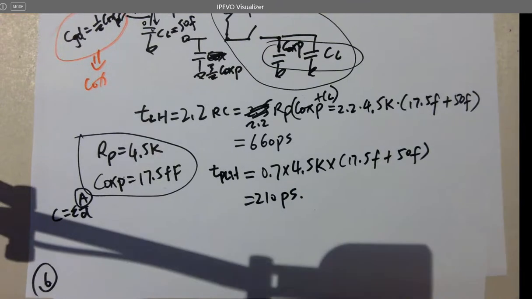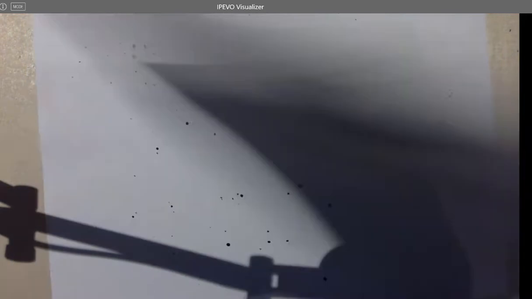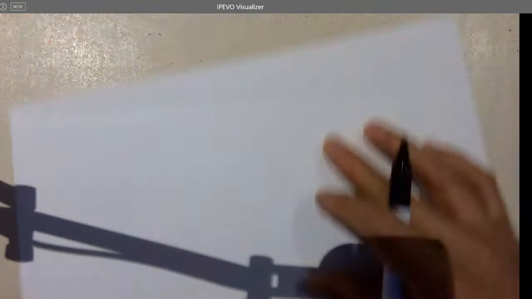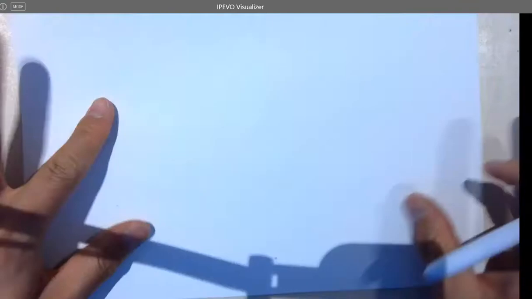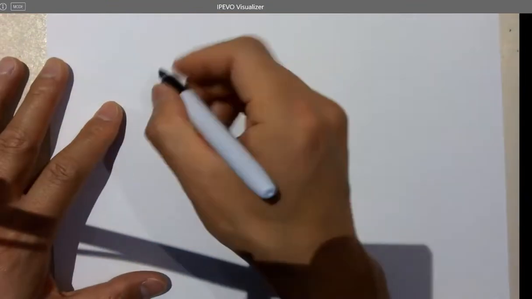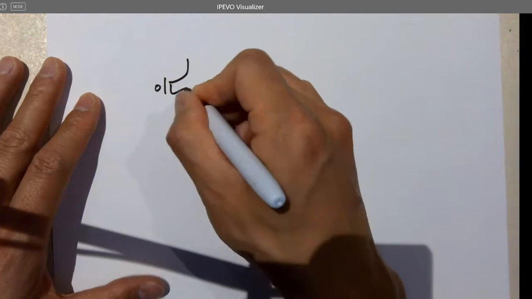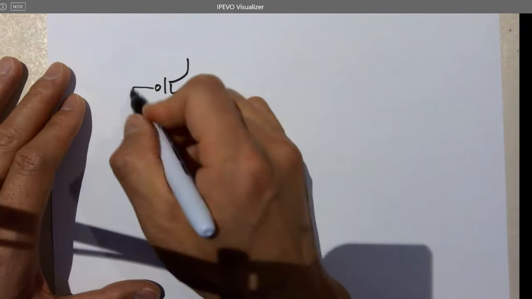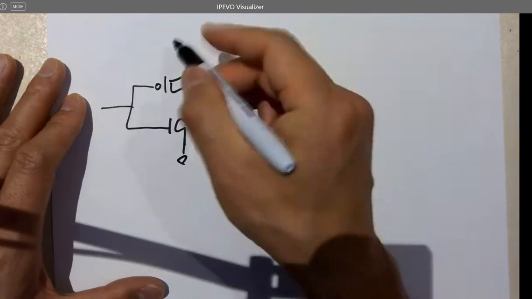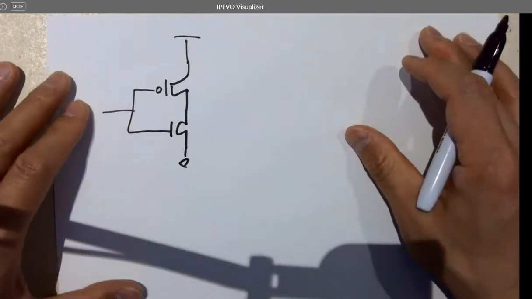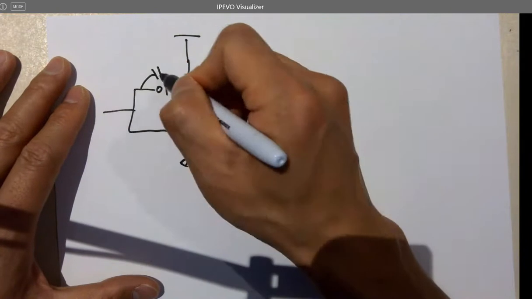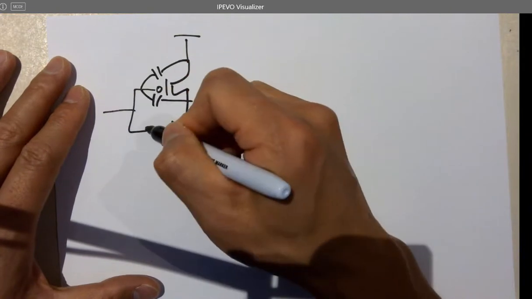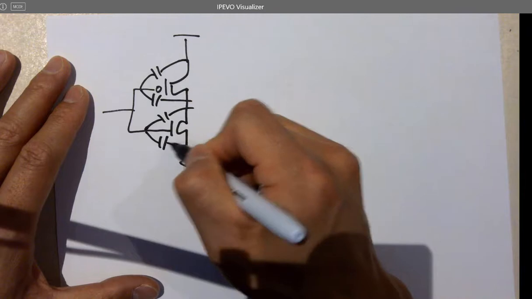Almost done. Almost there. The last thing I'm going to cover is a model for the inverters. We have analyzed the individual NMOS and PMOS. So what's the digital model for this guy? It has a cap here, a cap here, a cap here, a cap here. My goodness.